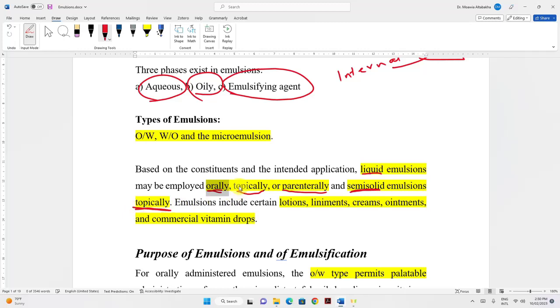Now, there are certain preparations, some of which you have already encountered, like lotions, liniments, creams, and ointments, and some commercial vitamin drops. Some of these preparations are in the form of emulsion. That's why emulsion includes certain lotions. Of course, when I say lotions, it doesn't mean that all lotion preparations are emulsions. No, some of them are suspensions, some of them are solutions, and some of them are emulsions.